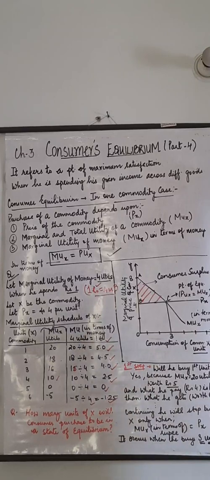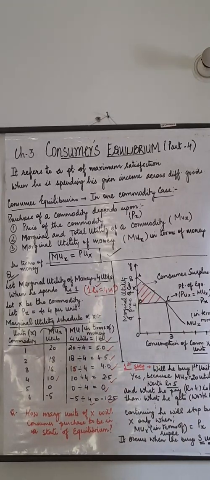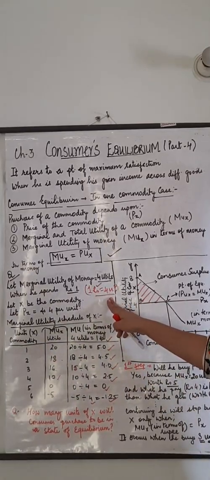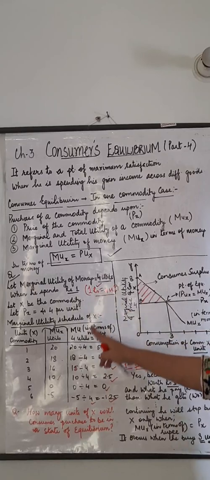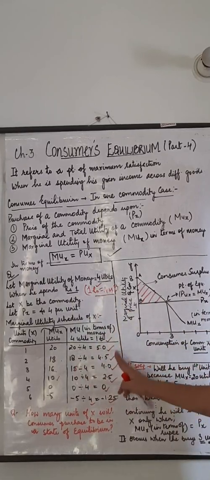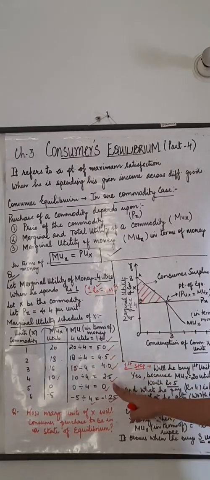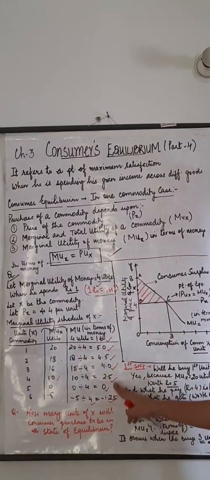Why are we dividing it by 4? Because we have taken it as a standard that 1 rupee stands for 4 utils. And we are converting this into rupees. Now it is what? 5 rupees, 4.5 rupees, 4 rupees, 2.5 rupees and so on.